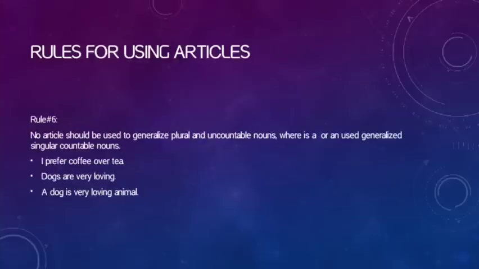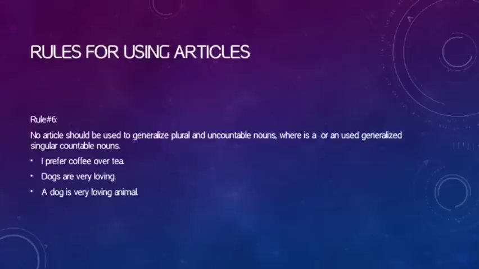Rule number 6. No article should be used to generalize plural or uncountable nouns. Where a or an is used to generalize singular countable nouns, plural and uncountable nouns do not require any article. So when you have to generalize plural or uncountable nouns, you do not need any article.